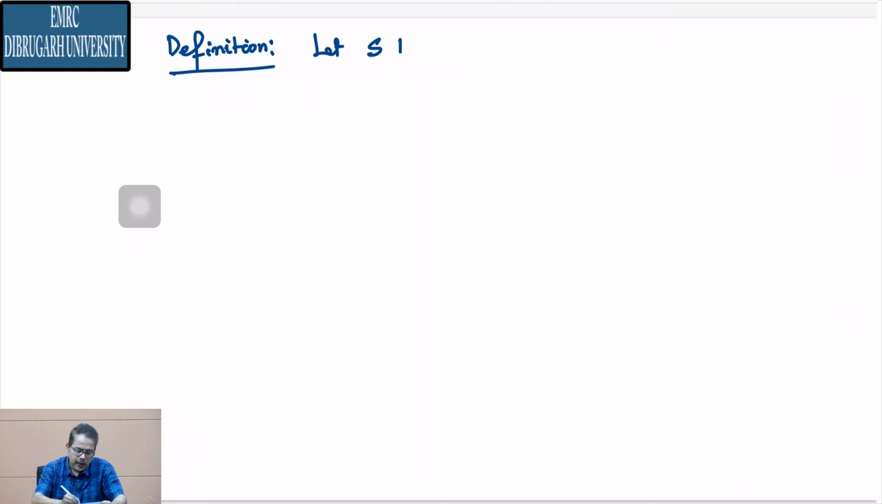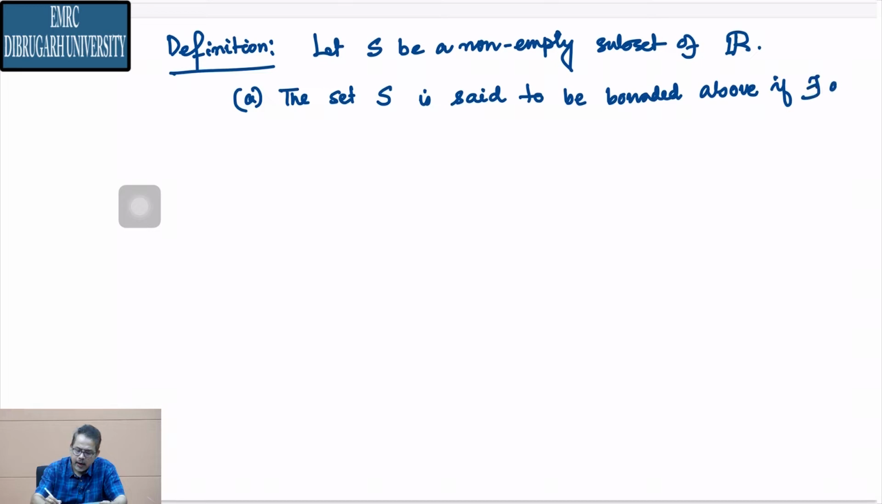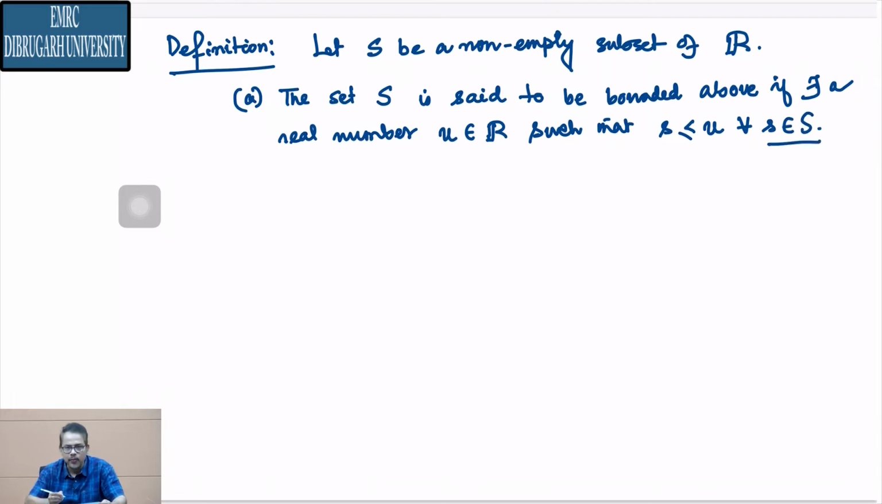Let S be a non-empty subset of R. The set S is said to be bounded above if there exists a number, real number of course, say u, such that s is less than or equal to u for all s in S. That means all the elements are bounded by u.